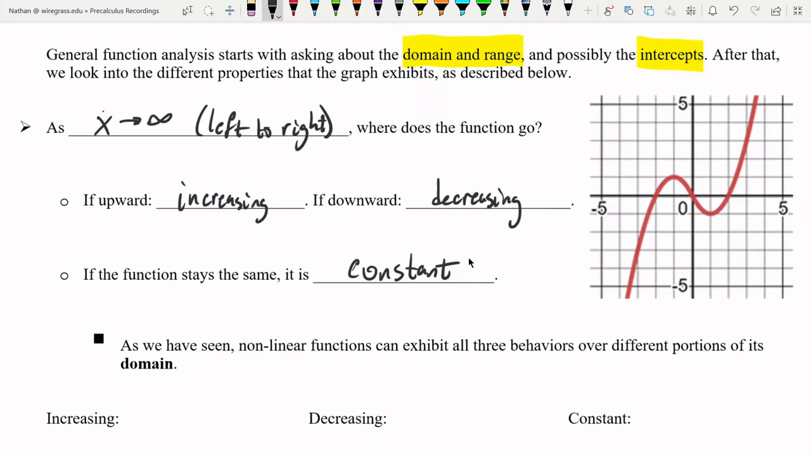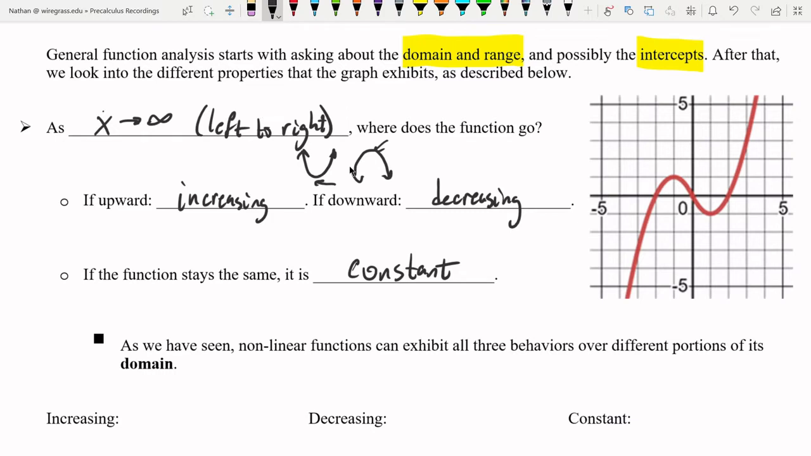And we saw in quadratic functions, they could be decreasing then increasing. That meant the vertex was a global minimum. Decreasing then increasing looks like this. Increasing and then decreasing looks like that, and that would be a global maximum versus a global minimum. So quadratics had two portions of its domain, but any general function you're looking at can have any number of portions of the domain that have one of these three behaviors.